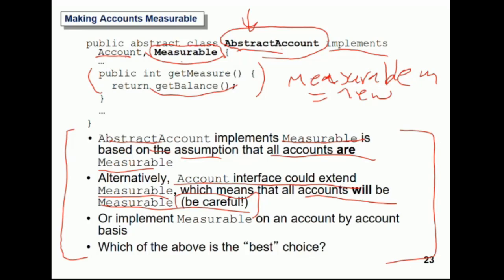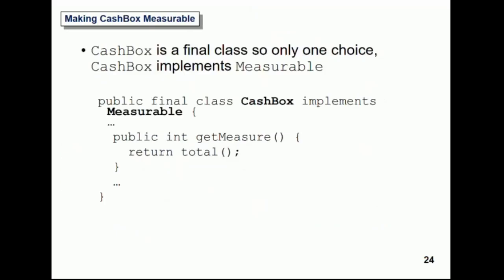But you can always change the lower levels. You can create more abstract classes. You can always create more implementations. So it's always advisable that when you have this very specific behavior, you keep it at the implementation level. This is how you would implement measurable for the cache box. It's a lot simpler for the cache box. You've only got one class called cache box, and you just say it implements measurable, and then all you have to do is provide that method getMeasure, which returns the running total.